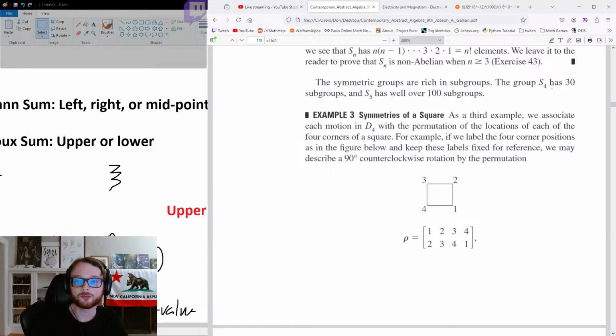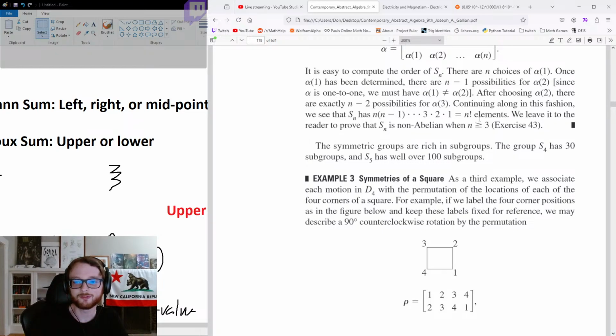S4 has 30 subgroups. Really? What? 4 times 3 times 2. Is that not 24? Am I stupid? S sub n. Oh, subgroups. Oh my god, I am stupid. Okay.